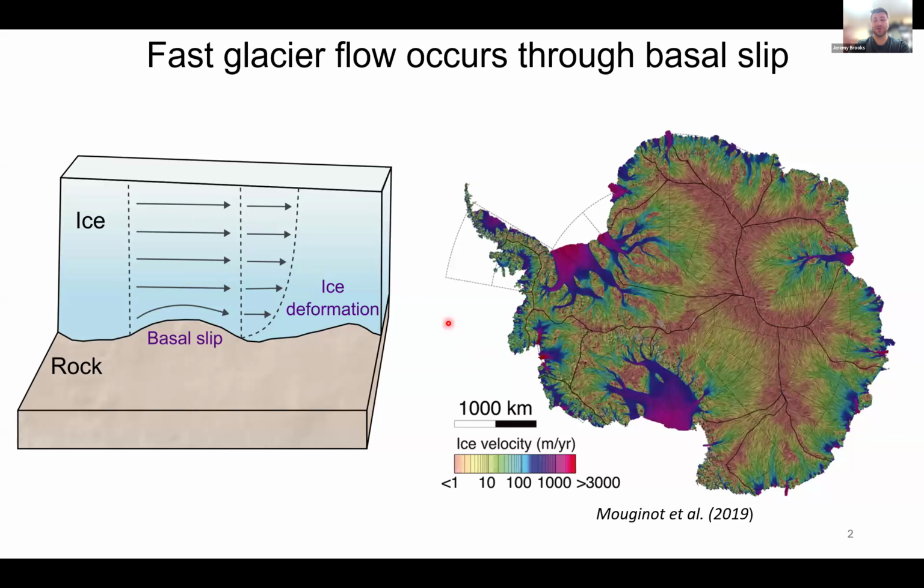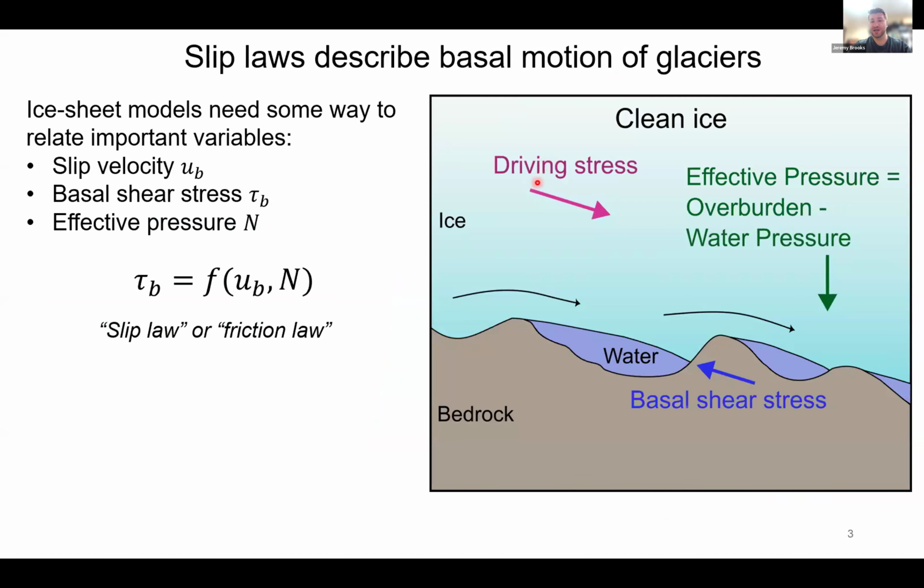So fast glacier flow primarily occurs through basal slip. So in these grounded regions of Antarctica, or also for Greenland, most of that ice velocity occurs through basal slip. So understanding the mechanics of that process is quite important. Typically, in an ice sheet model, we describe that physics of basal slip using a slip law. So some relationship that relates the basal shear stress to different glaciological variables, mostly the slip velocity and the effective pressure. So as written here, it's really a friction law.